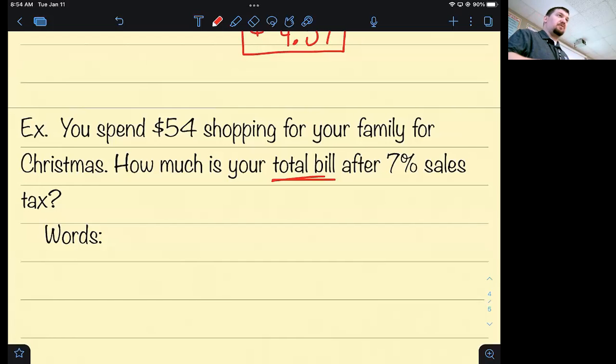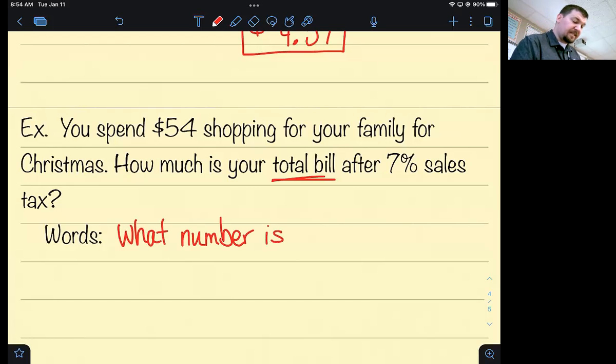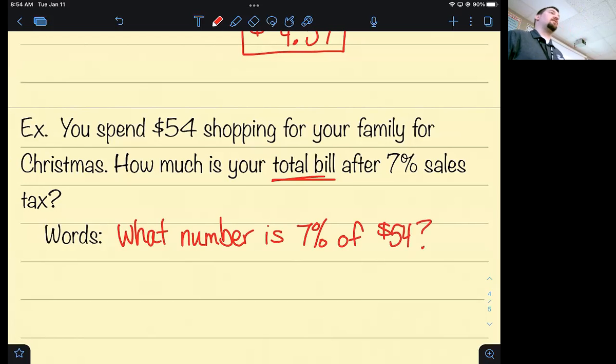So when it says you spend $54 shopping and it wants to know how much your total bill is with 7%, so maybe we're in Indiana, Christmas shopping. I need to know what number, which is really an amount. So if you wanted to say what amount, that would be fine. What number is 7% of $54? The answer to this question will tell me how much tax I'm paying. Then I'll need to add that on.